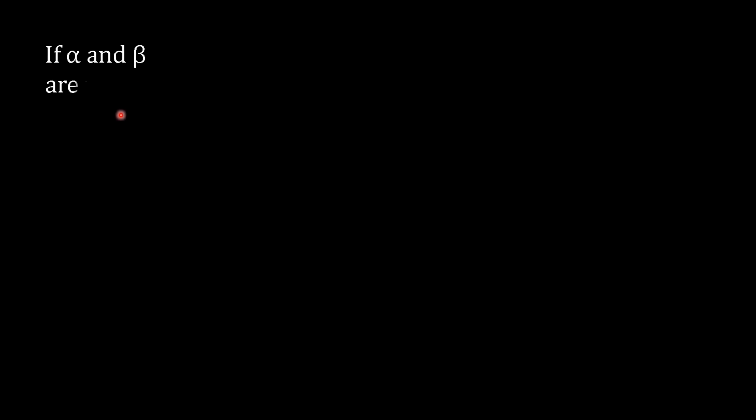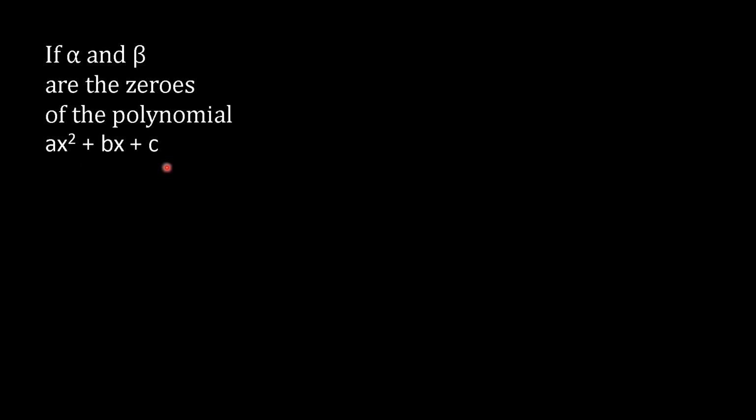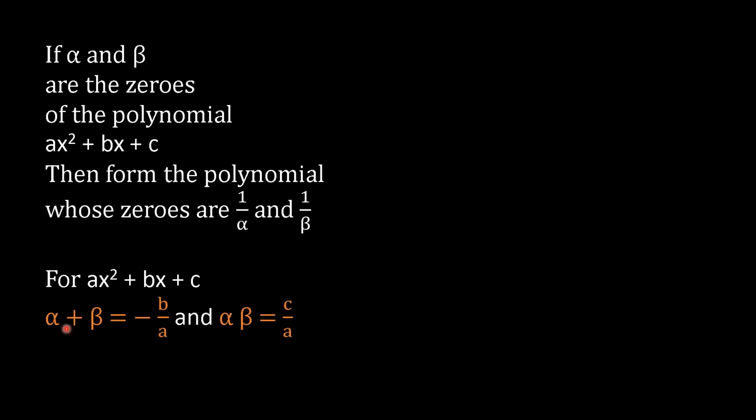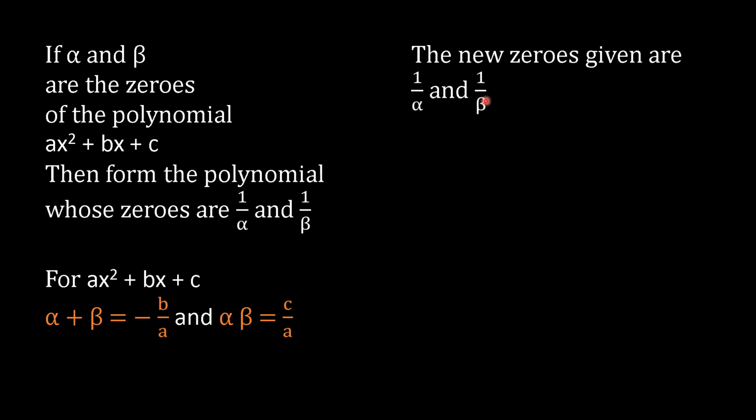If alpha and beta are the zeros of the polynomial ax squared plus bx plus c, then we have to form the polynomial whose zeros are 1 upon alpha and 1 upon beta. For the polynomial ax squared plus bx plus c, we have alpha plus beta equals minus b upon a and alpha beta equals c upon a. The new zeros given are 1 upon alpha and 1 upon beta. So the sum of zeros will be 1 upon alpha plus 1 upon beta.